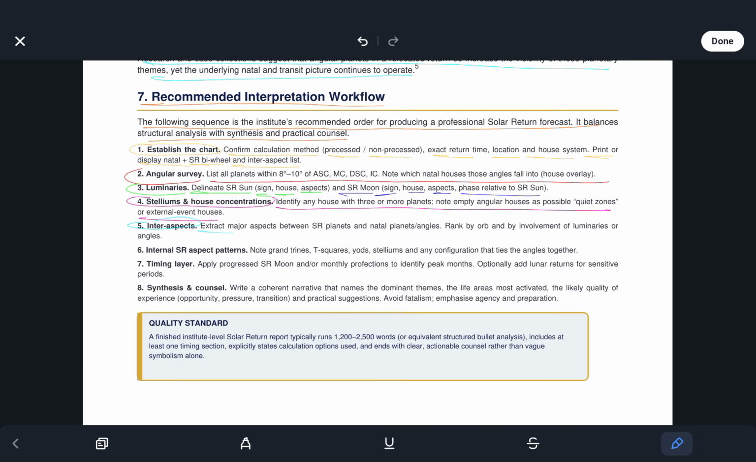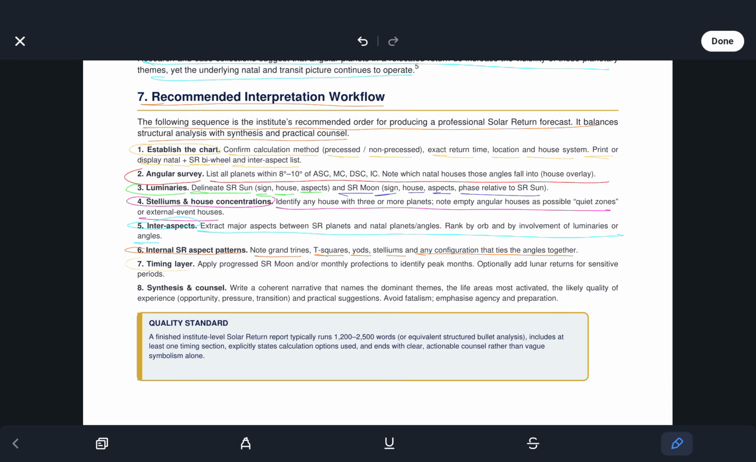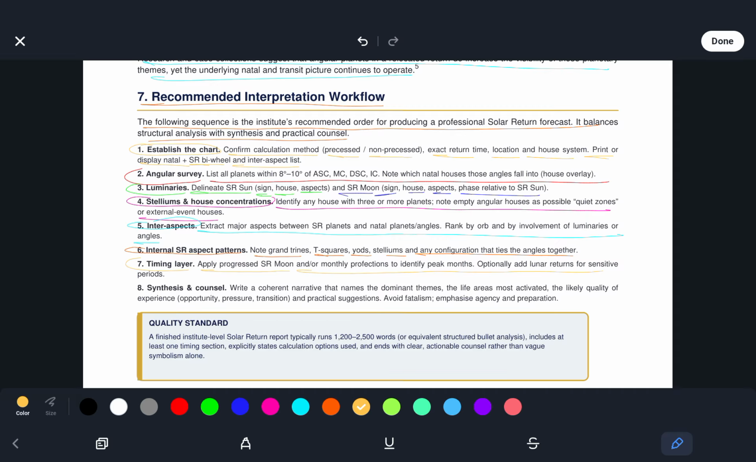Interaspects: extract major aspects between the SR planets and natal planets and angles, ranked by orb and by involvement of luminaries or angles. Internal SR aspect patterns: note grand trines, T-squares, yods, stelliums, and any configuration that ties the angles together. Timing layer: apply progressed SR moon and/or monthly profections to identify peak months. Optionally add lunar returns for sensitive periods.